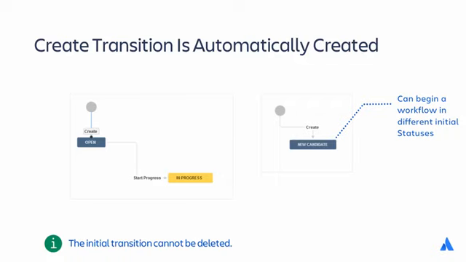The initial transition is called create if you created a blank workflow, or create issue if you copied the system workflow. You do not have to begin a workflow in the open status. You can simply redirect the create transition to go to a different initial status, such as new candidate shown in the image on the right.